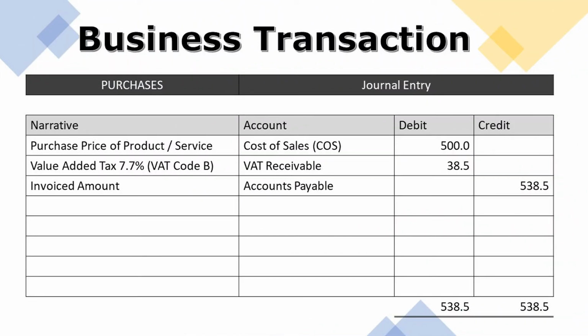This journal records a purchase of products or services at the Swiss standard rate of 7.7%. In this example, the net purchase price of the product is a debit to cost of sales. It could well be recorded against any other expense account depending on the nature of the acquired product or service. The calculated VAT amount is a debit to the account VAT receivable under current assets. The gross invoice amount is posted to accounts payable under short-term liabilities.